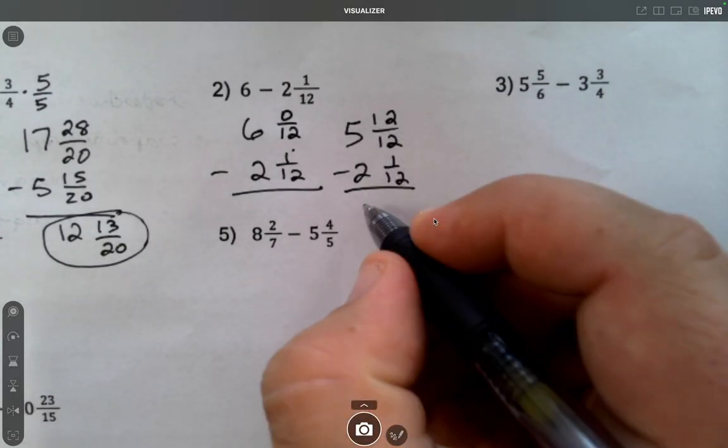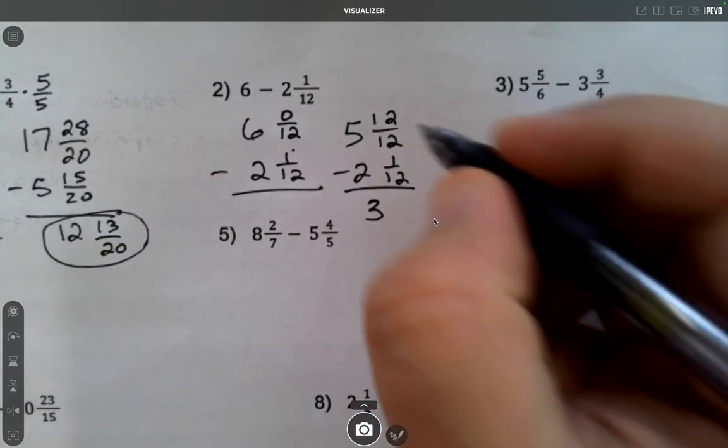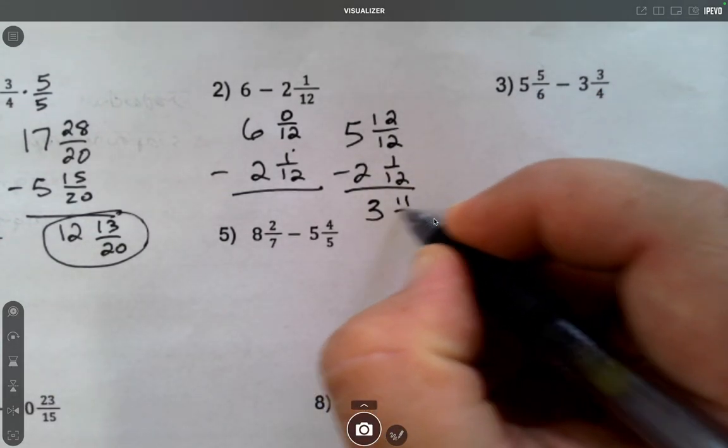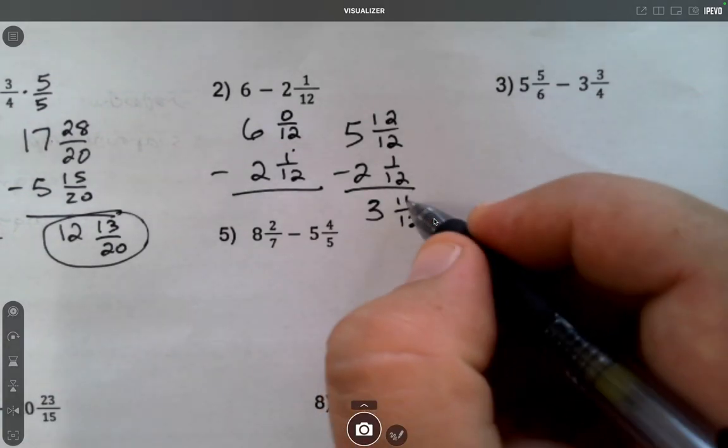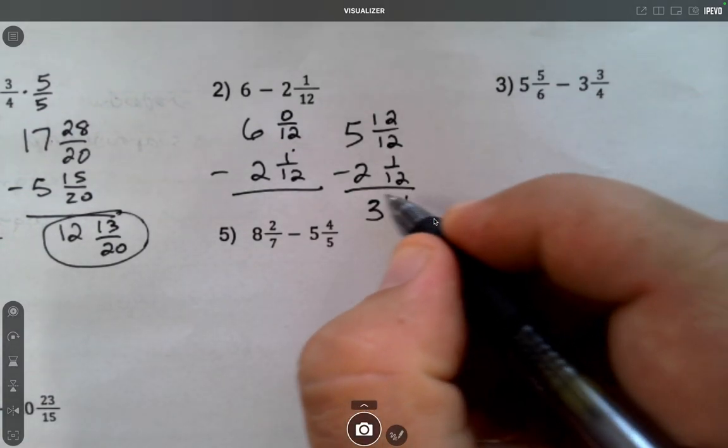Then we do 5 minus 2 is 3. 12 minus 1 is 11. And we keep the denominator the same. This is not a mixed number, or an improper fraction, sorry. This is not an improper fraction, so we're finished.